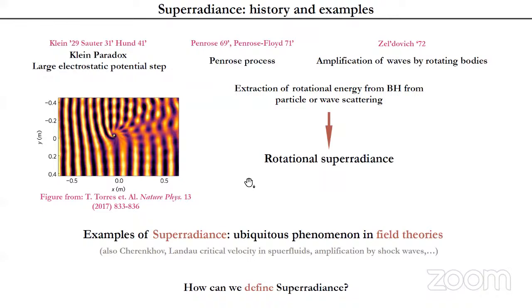And you can basically extract rotational energy from the black hole by scattering waves as well. So this condenses in this thing called rotational superradiance, tight vertical regions, and all these instabilities. And we'll talk a little bit more later about this. And there are other examples. There's this nice review by Cardoso, Berti, and Brito, and they just explain a bunch of them. But there are many, many examples in field theory which you could consider as superradiant amplification or scattering. So this is a pretty universal phenomenon in field theory.